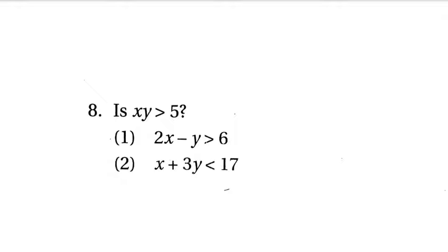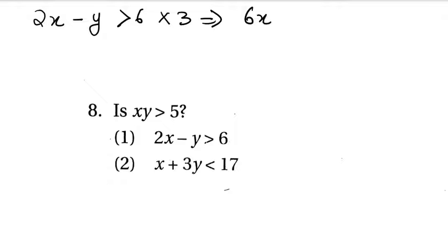Okay, so let's continue. Then the 8th question is asking you, is xy greater than 5? First of all, we have to solve the inequalities to find x and y. Okay, so this is 2x minus y greater than 6. So in order to solve this, I will multiply this with a 3. So that implies this will become 6x minus 3y is greater than 6. Alright, this is the first one.